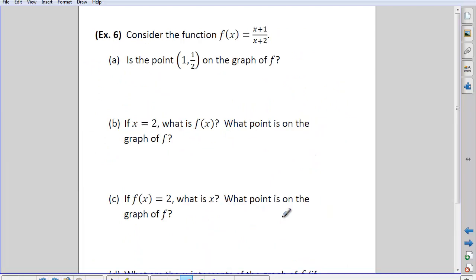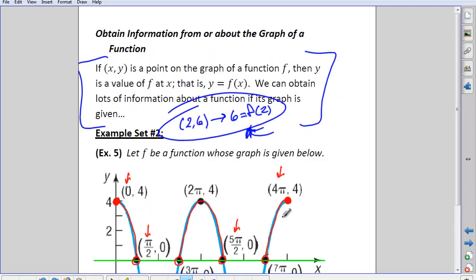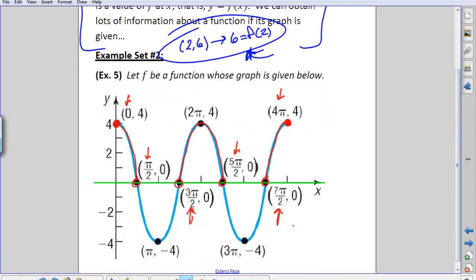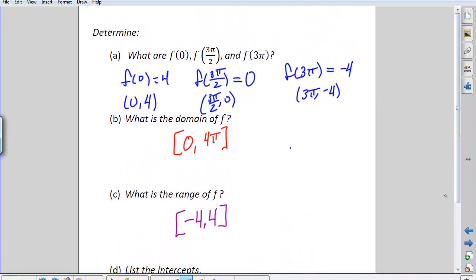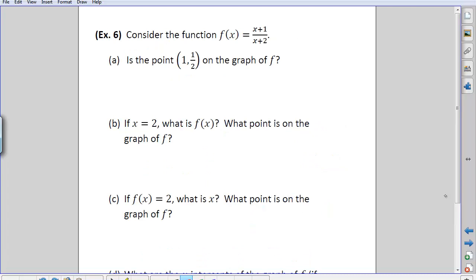Example 6, it says, consider the function f of x equals x plus 1 over x plus 2. Now we don't have a graph for this function, so we're doing this a little bit differently. In the last set of examples we just finished, we were given the graph of a function, and from that graph we got all this information. So we were basically using the graph to figure all that stuff out. For this question, we're just going to use this equation, this function, to figure out information about the graph without actually seeing the graph. So we're going to answer all these questions about the graph without actually looking at the graph.